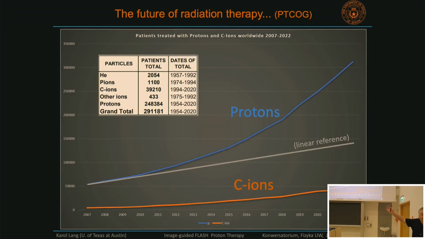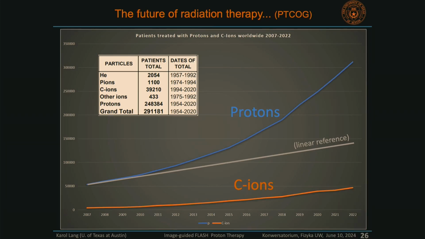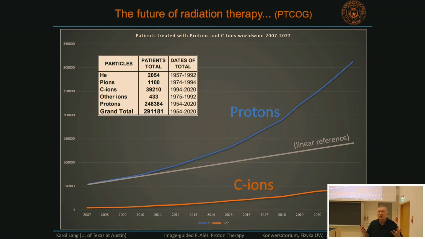So this is the statistics of patients that have been irradiated using these beams worldwide. This is starting at 2007, going to 2022. This is again from PTCOG. And as you see, the number of patients irradiated with protons is reaching about 300,000. This is the integrated number of all the cancer patients throughout the world. I mean, it's an amazingly small number.